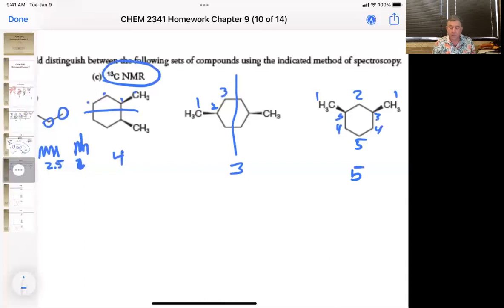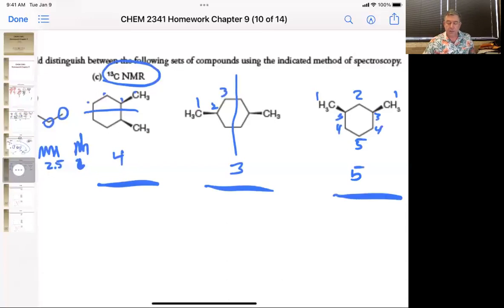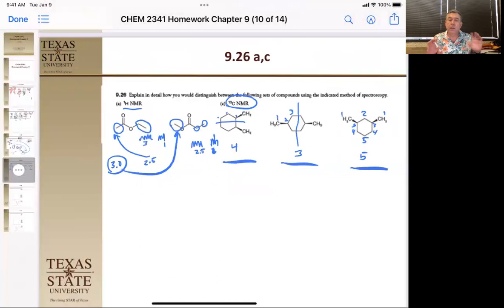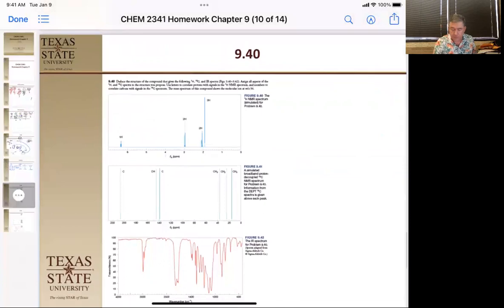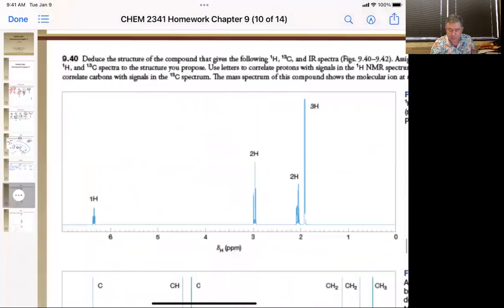So just by carbon NMR, if you have 3 peaks, it's this one, 4 peaks, it's this one, 5 peaks, it's this one. Okay, so I'm glad we learned how to figure out where all our hydrogens are and what their splitting patterns would be and how many carbons there are. Now we're going to have a little bit harder time. We're going to try to compare and contrast some things.